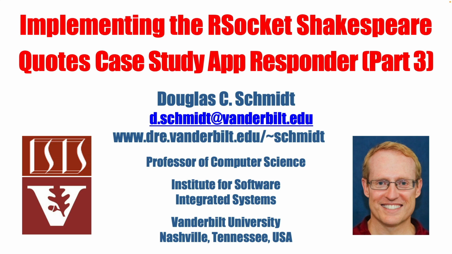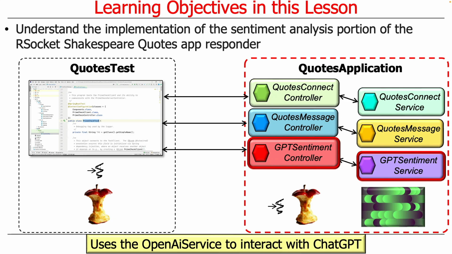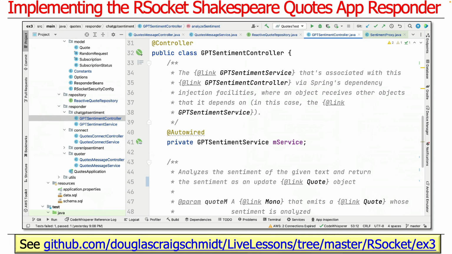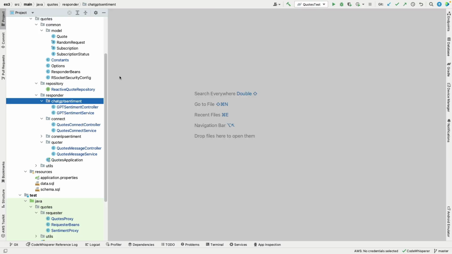So now we're ready to talk about part 3 of this responder implementation. And this is the part that's going to be the ChatGPT part. So we're going to talk about the ChatGPT sentiment controller and sentiment service, which uses the OpenAI service to interact with ChatGPT. And as usual, you can find it in the EX3 project, in my RSocket folder, in my live lessons GitHub repository. And here we are.